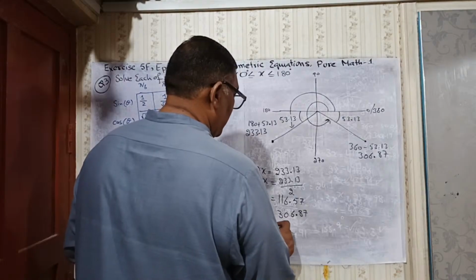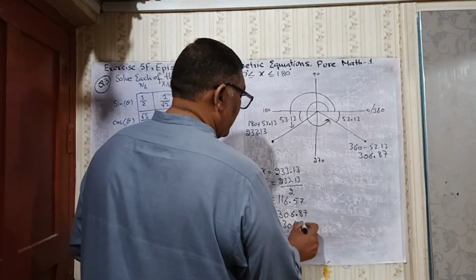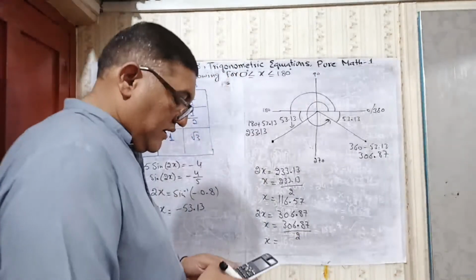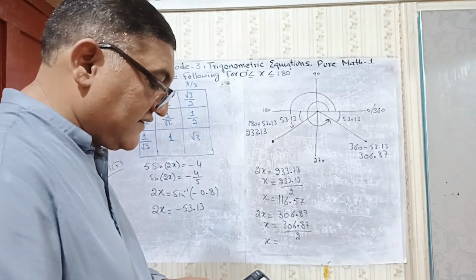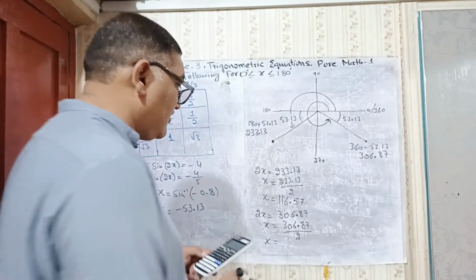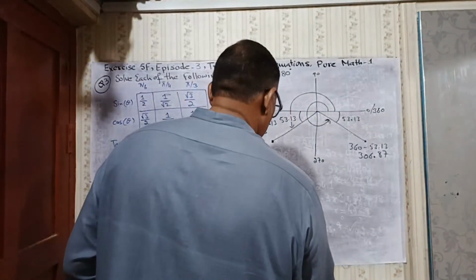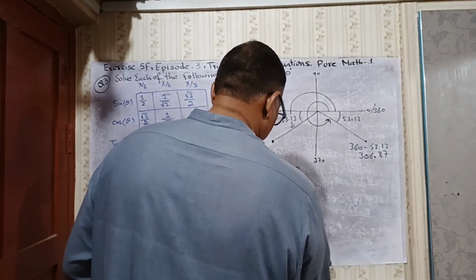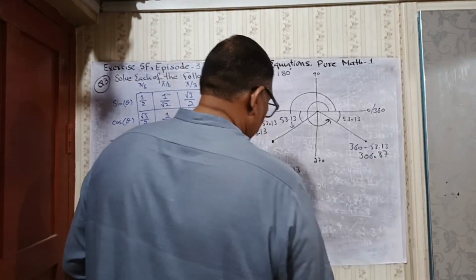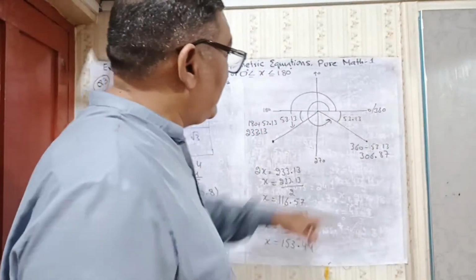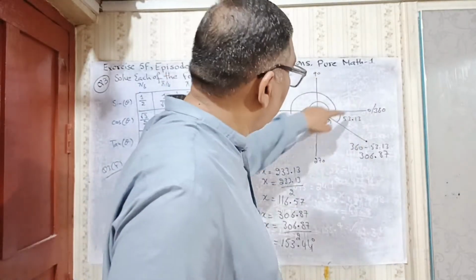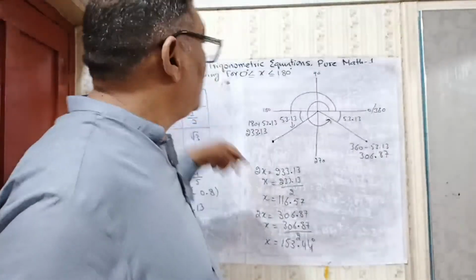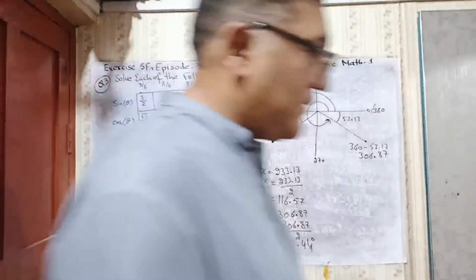So my x will be equal to 306.87 divided by 2. That is 153.44 degrees. Okay, so I can add 360 here, so complete one round and come again. But that angle will be so large that when you divide it by 2, the answer will be out of this range. That's why I'm not taking that.